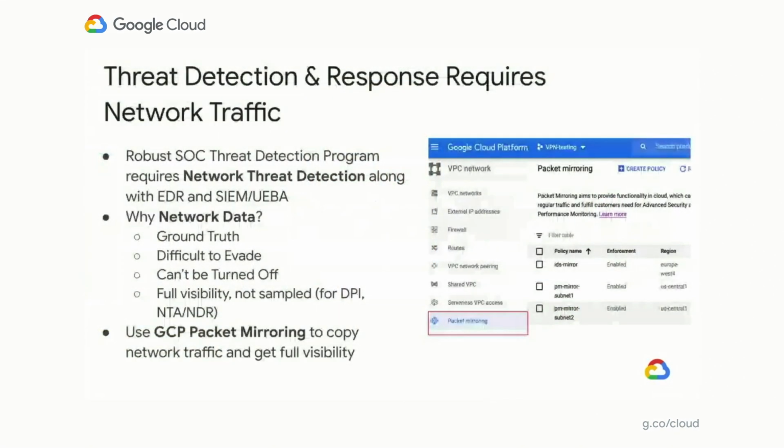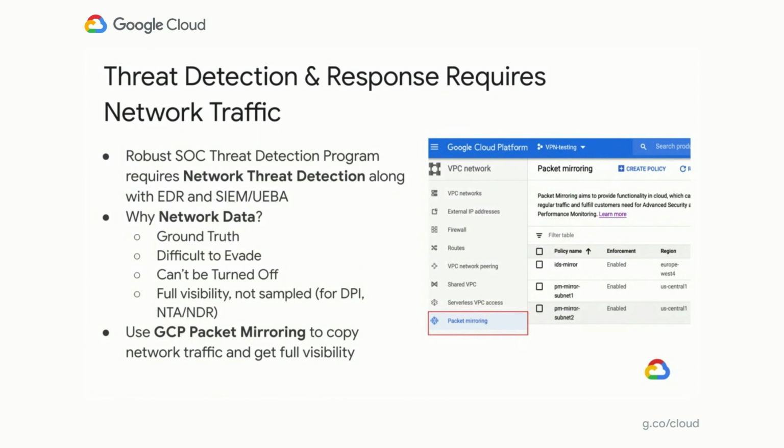Next, we're going to talk about the new module that we recently brought to market called packet mirroring. So what is packet mirroring and why do you need it? As we know, to build a robust threat detection program, we need the network threat detection system combined with EDR and SIEM to give us the critical visibility that enables quick threat investigation and response and minimize the damage during an attack.